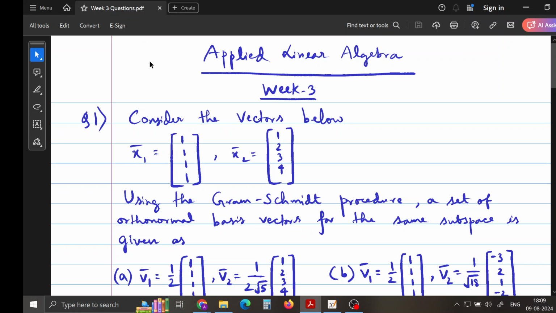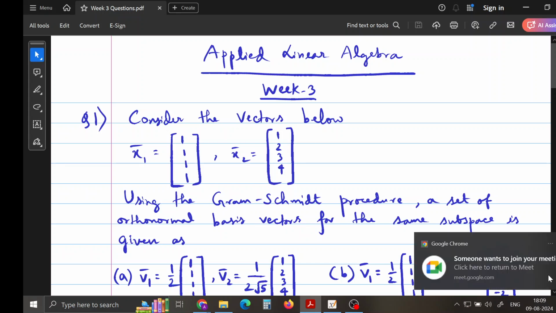This has been discussed in the lectures. We know the process. In this case, it's very simple. Actually, there are only two vectors.